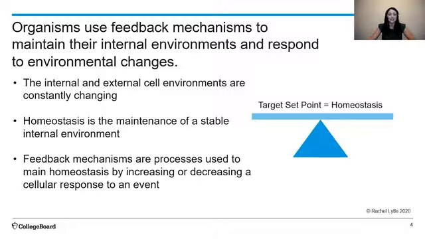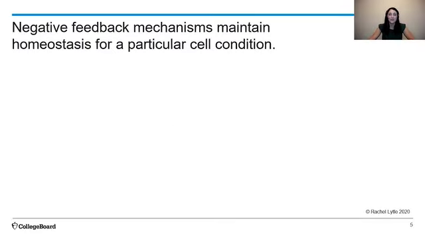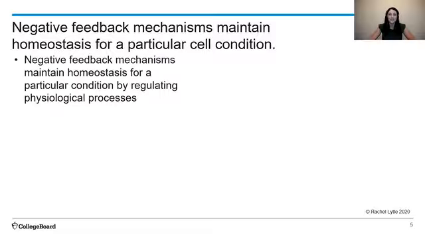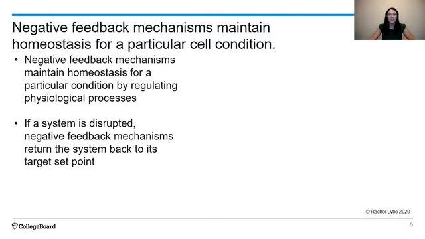Right, these feedback mechanisms are processes that are used to maintain homeostasis by either increasing or decreasing a cellular response to an event. The first type of feedback we'll look at is negative feedback. And these negative feedback mechanisms help to maintain homeostasis for a particular cell condition by regulating certain physiological processes. If a process gets disrupted, the negative feedback mechanism can help to return to the target set point.